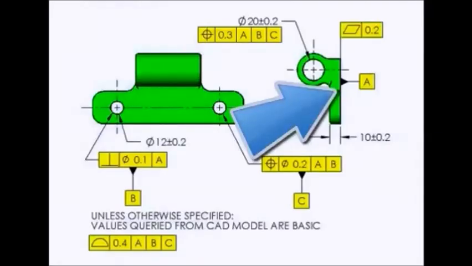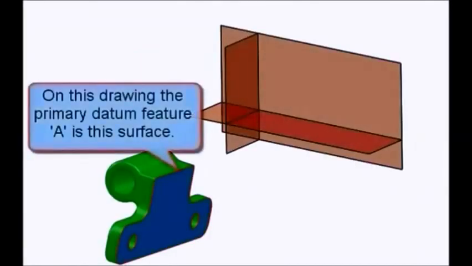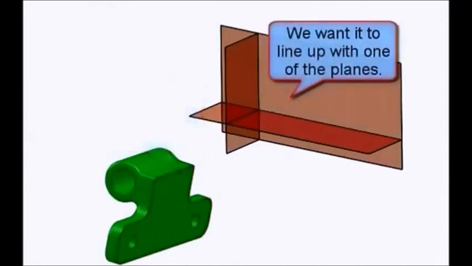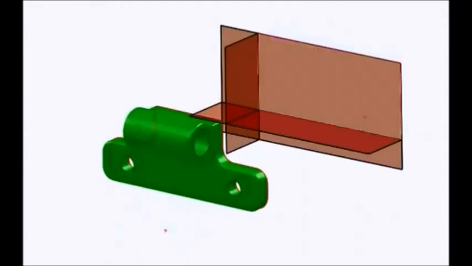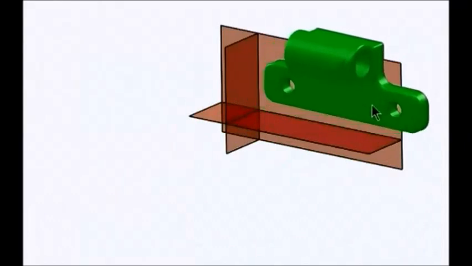On this part, we've selected datum feature A as that surface. So we want to take that surface, especially if it's in an inspection setup, and align it to a measurement plane. When we do that, that will constrain or arrest 3 of the 6 degrees of freedom.